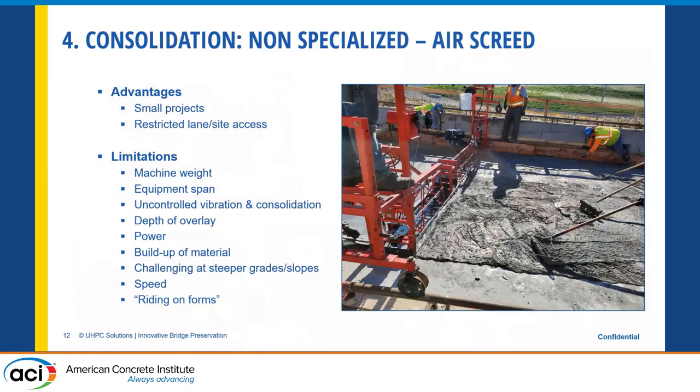What type of equipment is out there? We've used both. So you can use a regular air screed for consolidation. This machine, we use it more for smaller projects. We have restricted access, not like maybe for a single lane. You know, use this for two lane width overlays. You're very restricted with this machine because it's very light.